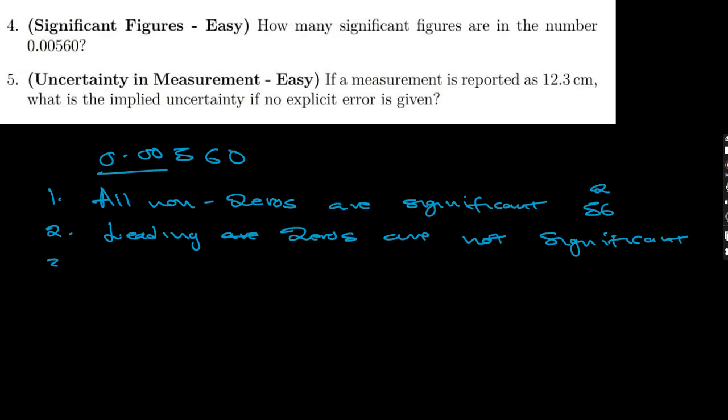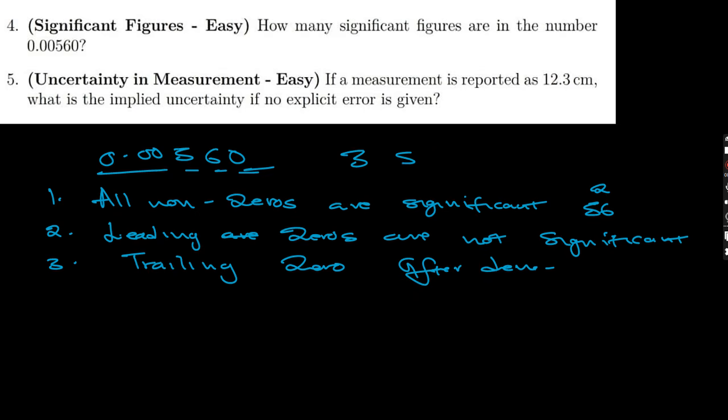But the trailing zero after a decimal point is significant. This zero, the trailing zero after the decimal point, is significant here. So this number has 1, 2, 3 significant figures. Okay, 3 significant figures. This is our question 4.